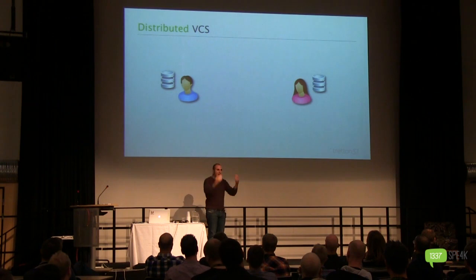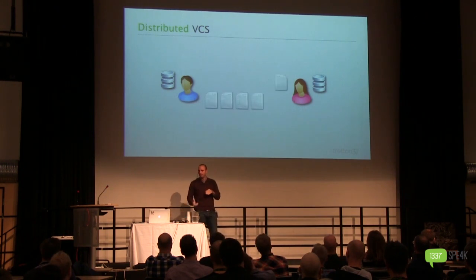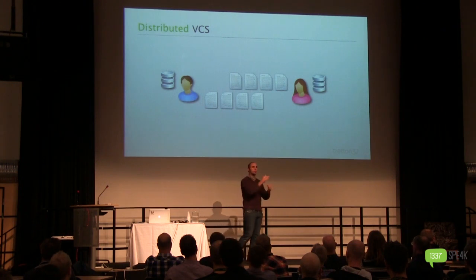And here comes the distributed model, where instead of having a central server, everyone has a complete copy of everything locally. They have their own server, so to speak. And instead of sending files to the central one, they just send files to each other, like a peer-to-peer, like a Napster just for source code.